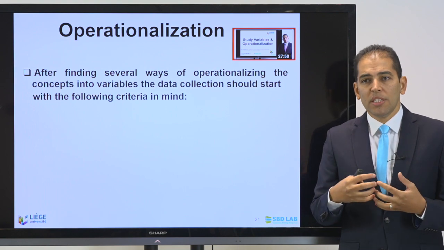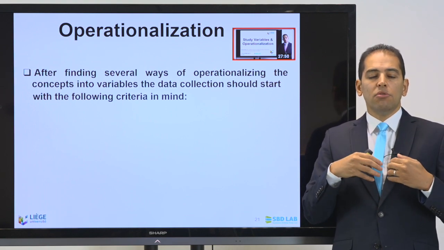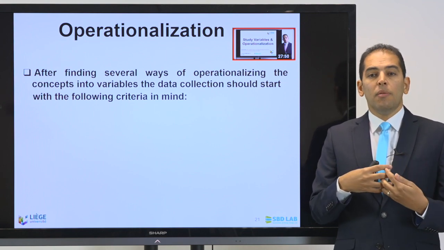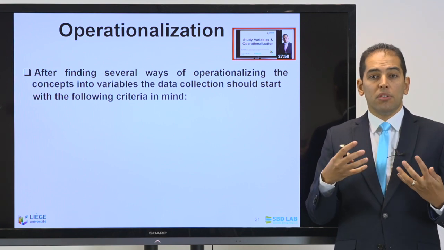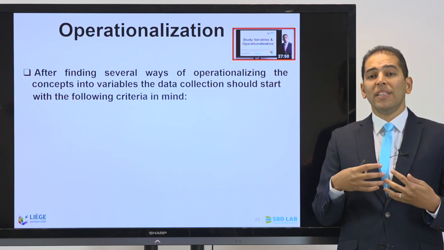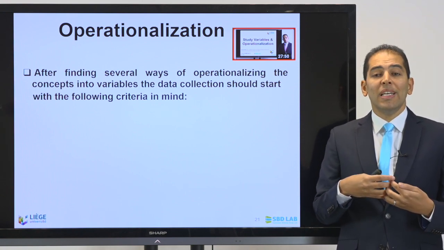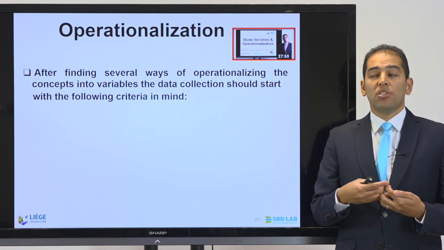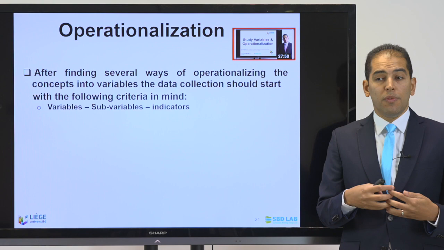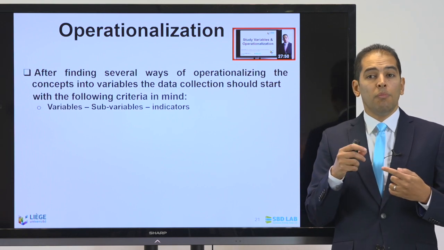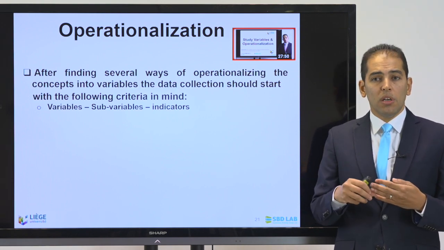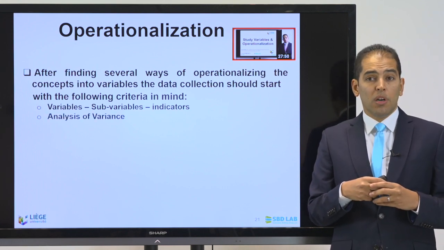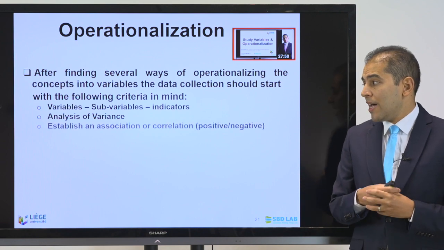Now, operationalization here is very important because I need to set up my null hypothesis or my research question that is hypothetically setting the boundary condition for my research. So after finding several ways of operationalization, the concept needs to be translated into variables, and the data collection should start while keeping in mind the following criteria. First, we need to make sure what our indicators are, what the sub-variables are, and what the variables of our study are. We need to take into account that we will conduct analysis of variance.